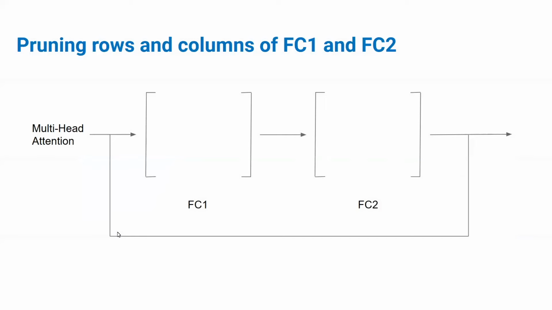Let's move on to low-rank approximation. If we look at this figure, recall that there are two FC layers in a transformer layer. The middle dimension 3072 is particularly large. To reduce this dimension, we prune the columns of FC1 and the rows of FC2. Similar to weight pruning and head pruning, we use the L1 norm of the weight to decide which columns and rows to prune. Next page.